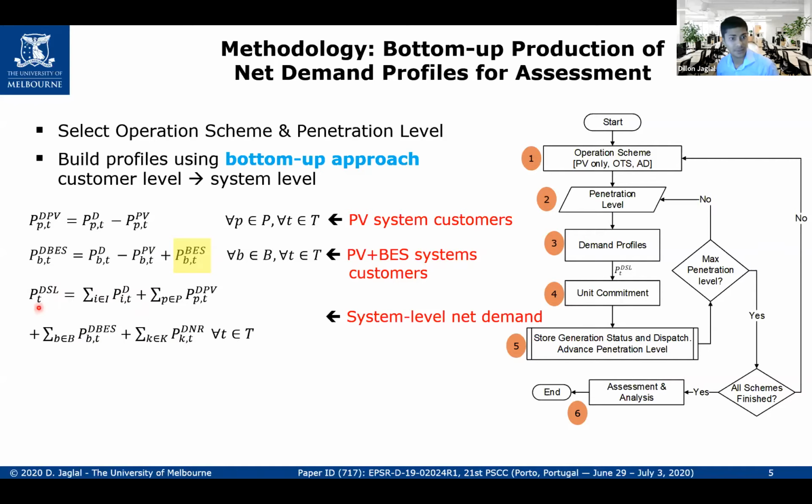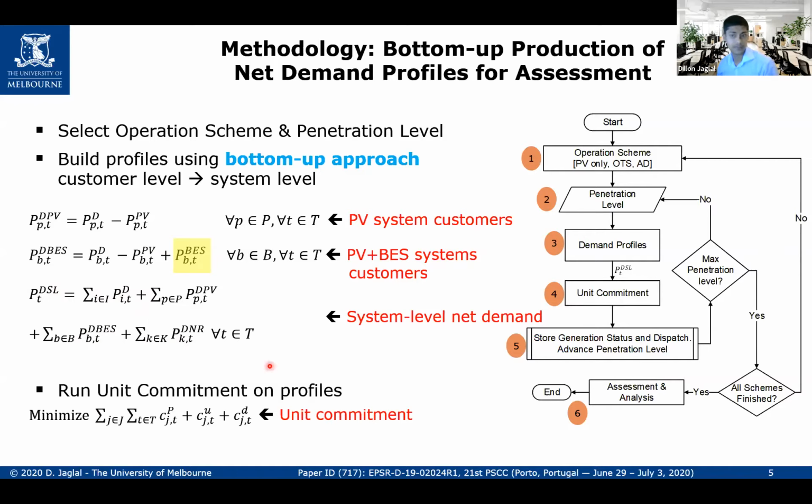When we have the system level net demand, we can then run the unit commitment, and we're using a basic unit commitment, and it considers things like the production costs, the startup costs, and the shutdown costs. We can run the unit commitment, store all of the generation status and the dispatch, and then repeat this process for however many penetration levels we're doing, and then we can perform the assessment.